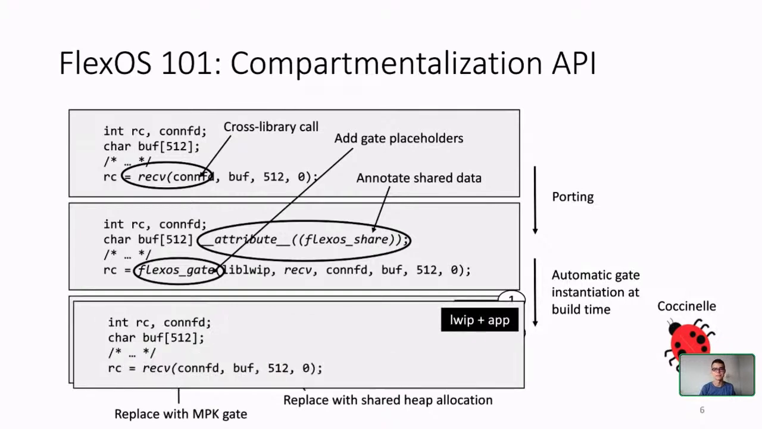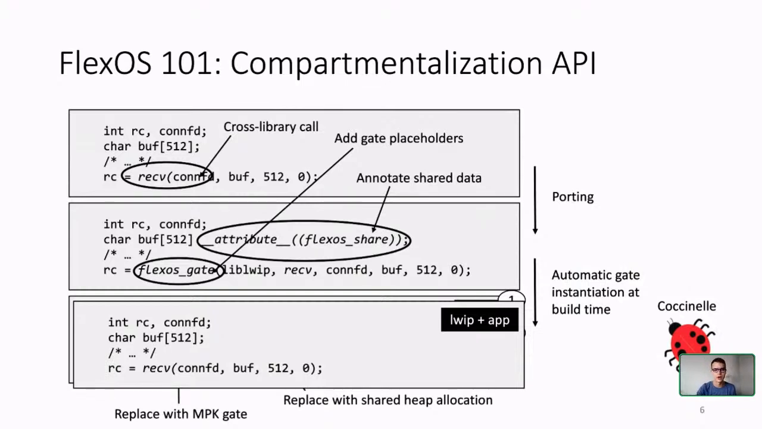Of course, this would be quite different if we put the application and the network stack in the same compartment. In this case, we would not have cross-compartment shared data, and so we could keep it on the stack, and we would replace the gate placeholders with simple function calls. What we would obtain is exactly what we had before porting. In the current prototype, we use Coccinelle to perform these source-to-source transformations.